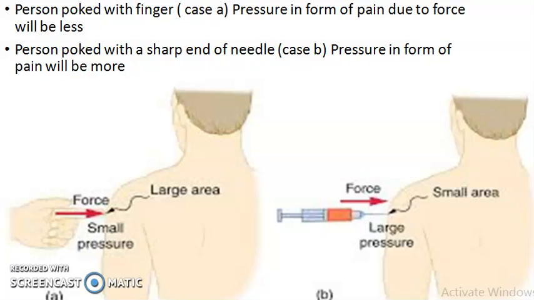I am now going to give some examples to illustrate it. First one is a person is poked with the finger, and in the second case she is poked with a sharp needle. Which will be more painful? Obviously when poked with the needle. Why? Because the needle has a smaller area. The smaller the area, the more will be the pressure.